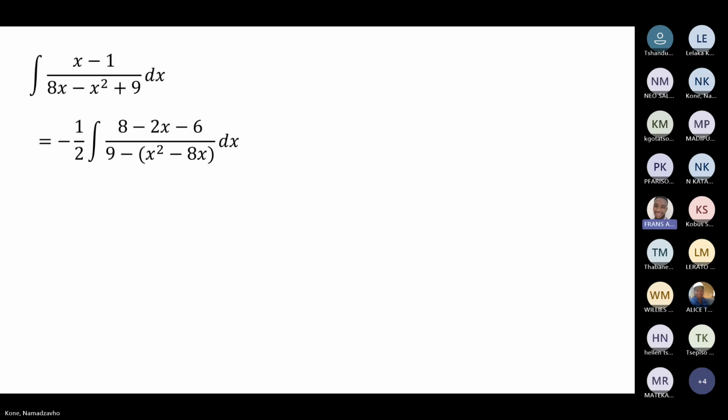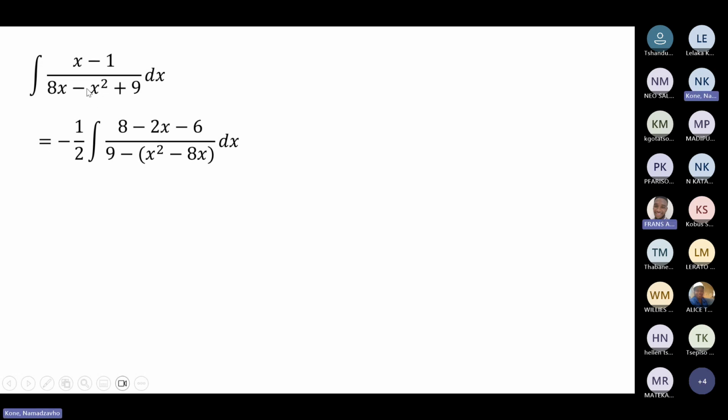I just want to find out from you, sorry to disturb you, if we are allowed to change the denominator, maybe rearrange it into minus x squared plus 8x plus 9. Yes, you are allowed to do that. No, you can rearrange. It's just that we don't really deal with a leading coefficient with a negative sign. It doesn't matter. That is perfectly fine.